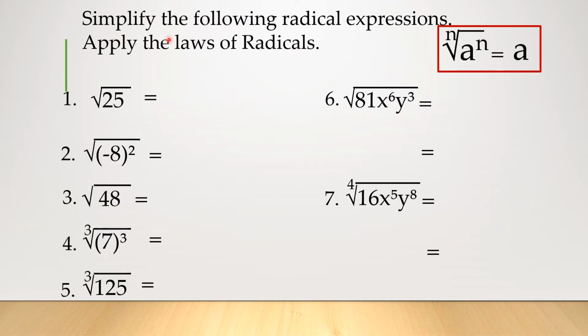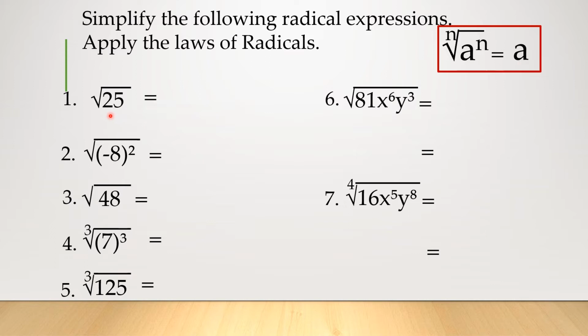So let's simplify the following radical expressions by applying the laws of radicals. I'm going to place here the first law of radicals, that is the nth root of a raised to n is equal to a if n is odd. But if n is even, you need to get the absolute value of a.